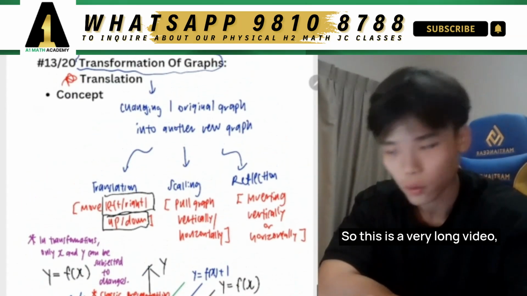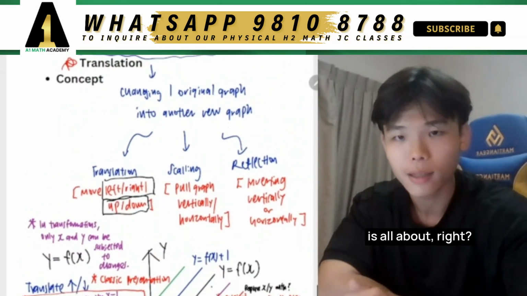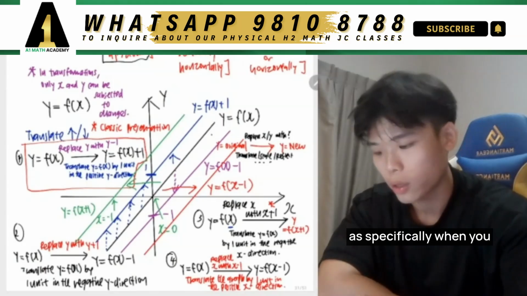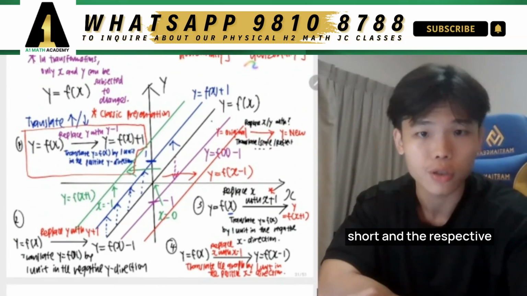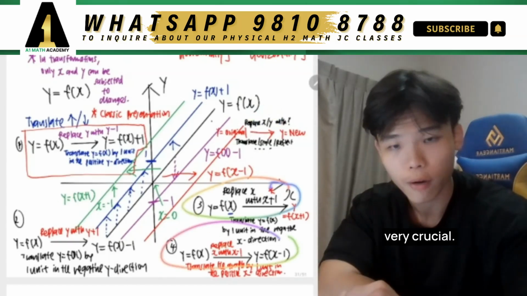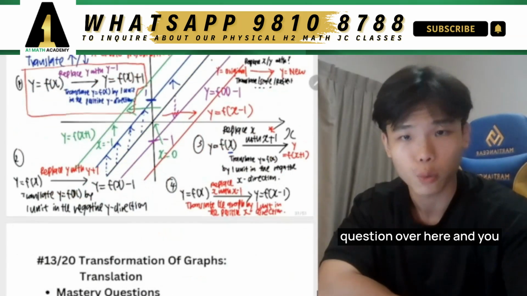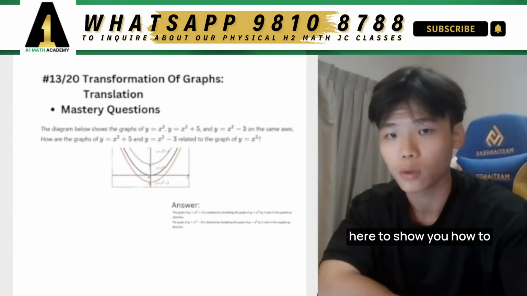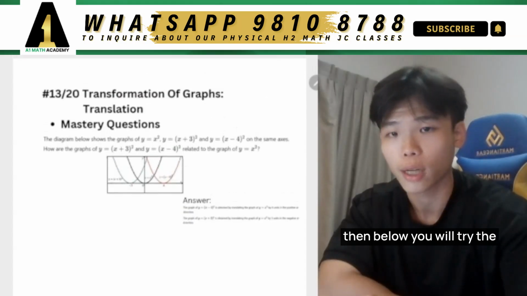So this is a very long video, but I've just explained to you what transformation is all about, the different kinds of transformation that can happen to a graph, as well as, specifically when we talk about translation, the 4 different ways you can translate a graph: up, down, left, right, in short, and the respective ways to actually present your working. So this one is very crucial. You need to present your working this way. Now we will tackle a question, and I'm going to use this example to show you how to apply the working above in this question, and then below you will try the question out for yourself.